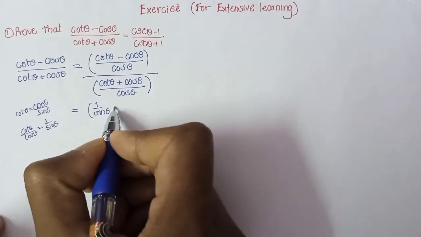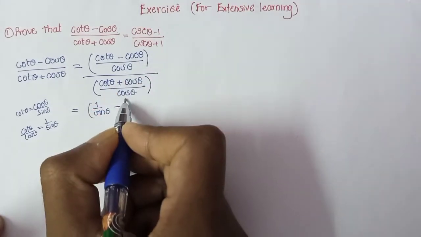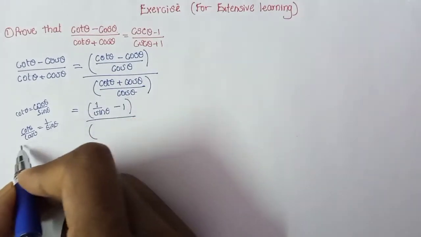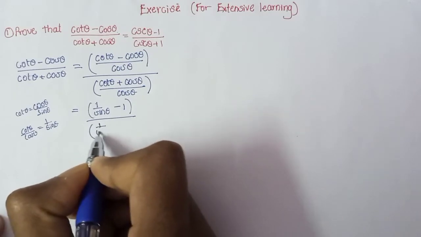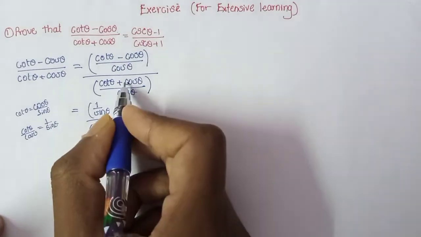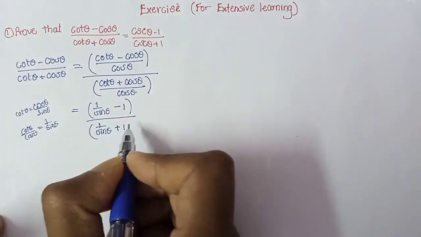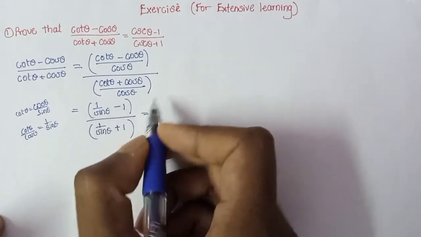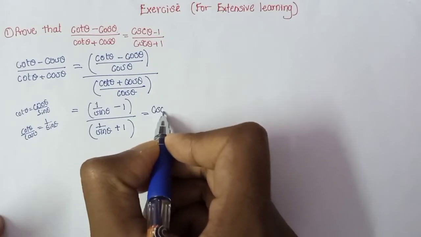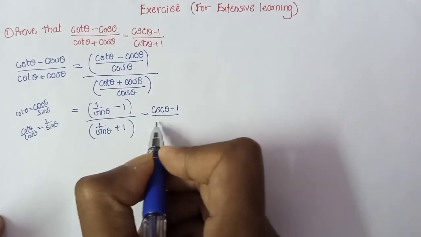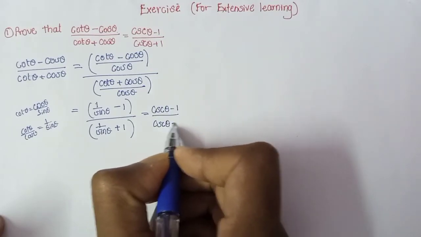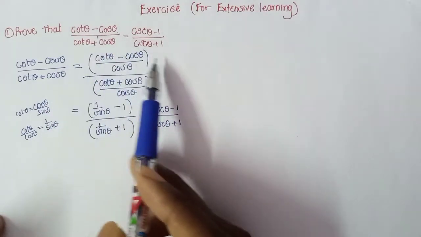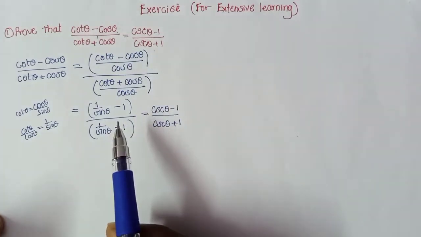1 by sin theta minus cos theta by cos theta is 1, divided by, here also cot theta by cos theta, that is 1 by sin theta, plus cos theta by cos theta is 1, that is plus 1. If you observe, 1 by sin theta is cosec theta. So this is (cosec theta minus 1) divided by (cosec theta plus 1). This is the answer. So we have taken this and derived to get this RHS.